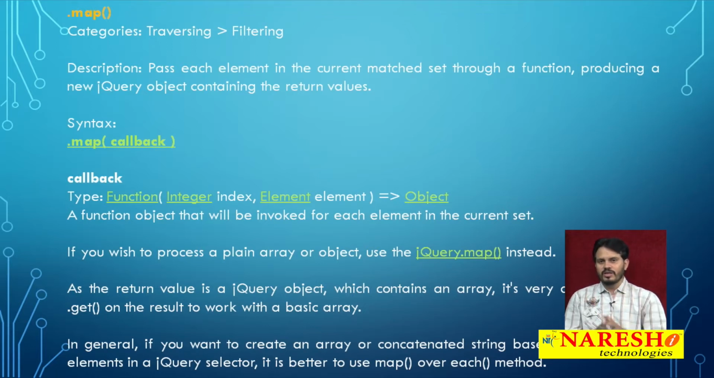If you want to return a jQuery object which contains an array, what is the best option to work with? The map method over the each method. Using the each method we can also achieve this, but it requires extra lines of code. Whenever we need to work with a set of matched elements, where each element is processed one by one and the result is returned as a jQuery object containing an array, the best option is the map method.